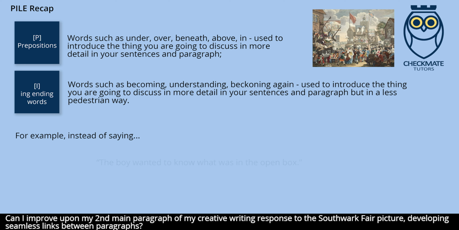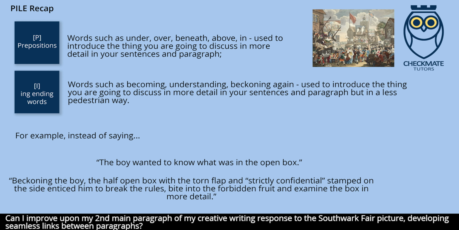For example, instead of saying the boy wanted to know what was in the open box, using an ing opening word, you could say beckoning the boy the half-open box with the torn flap and strictly confidential stamped on the side enticed him to break the rules, bite into the forbidden fruit and examine the box in more detail.